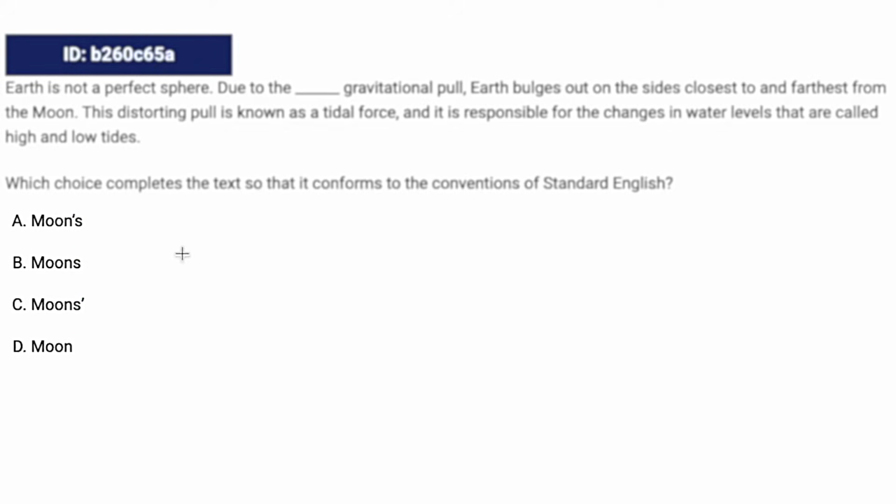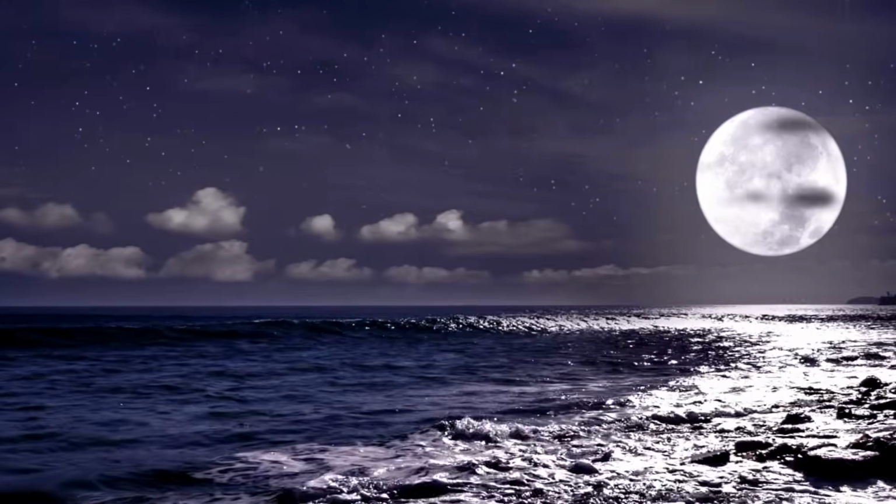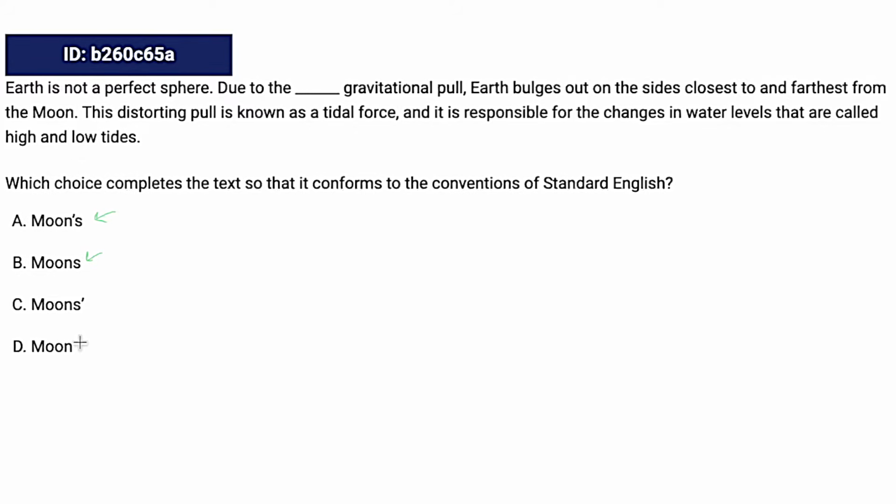And let's do the same thing. Let's just talk about all the different answers here. So moons with an apostrophe before the S, that is singular and possessive. So it means there's one moon and that moon owns something, like the moon's dark side or the moon's cow, because there's a cow on the moon. This second one with no apostrophe would just mean more than one moon. So there were several moons.